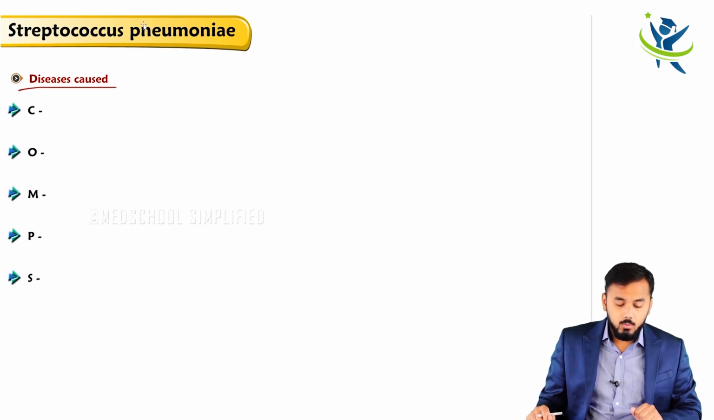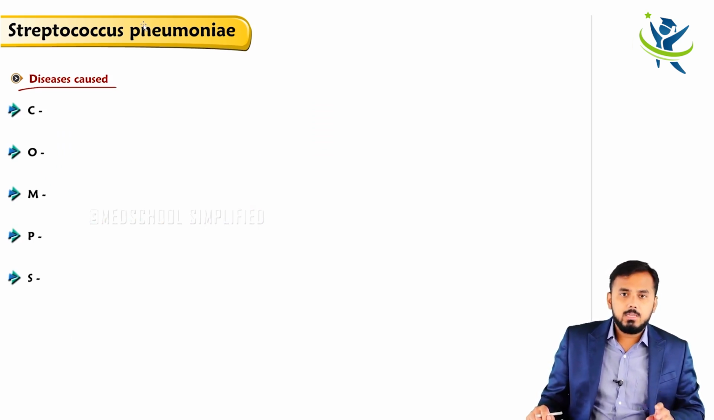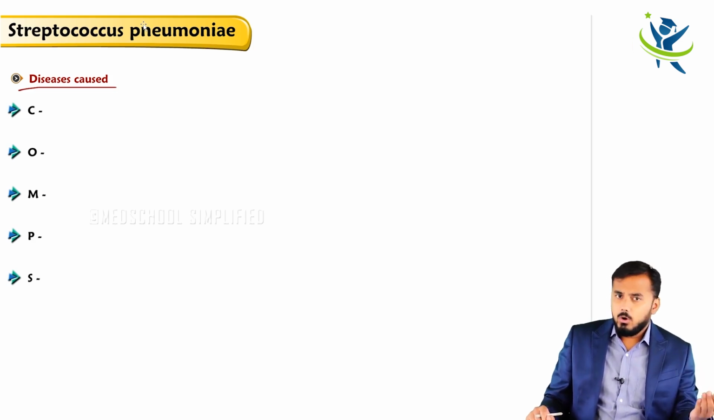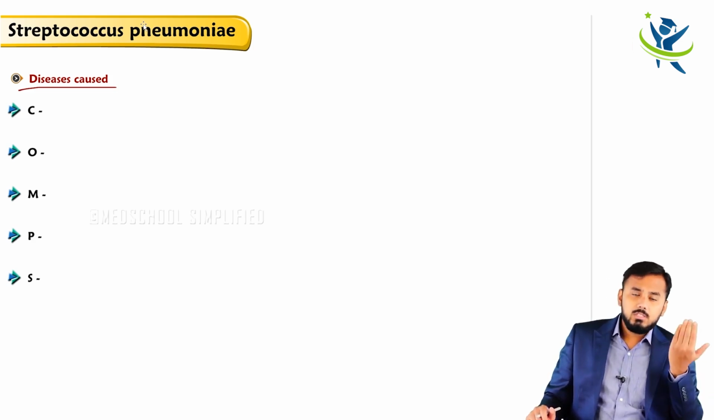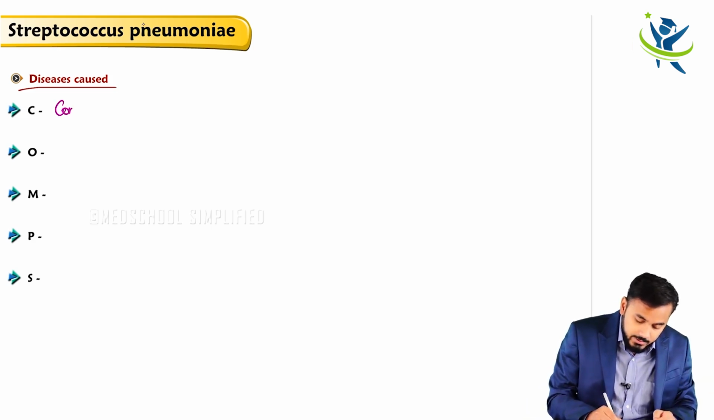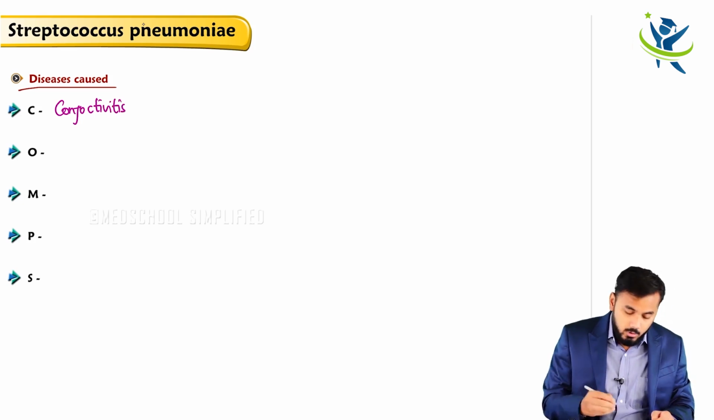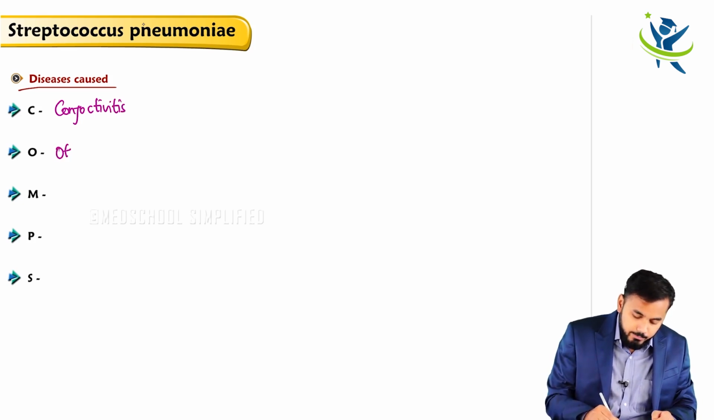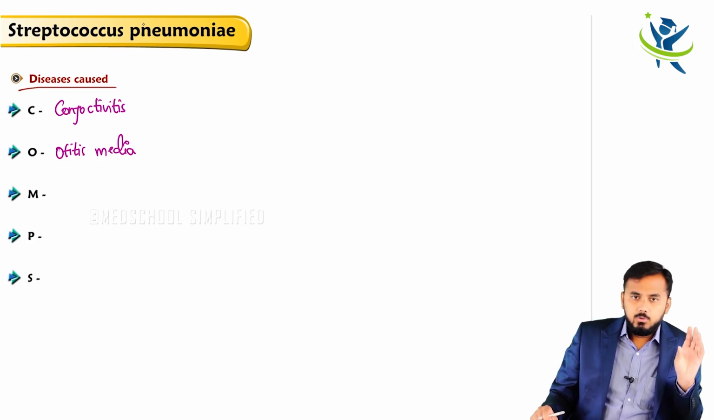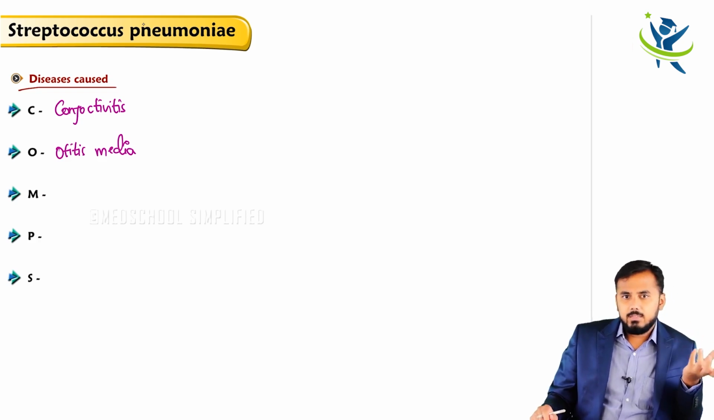Now, what does Streptococcus pneumoniae basically cause? All of you know that Streptococcus pneumoniae causes pneumonia. But not only pneumonia, it also causes a wide variety of diseases. For example, it causes conjunctivitis, right? It causes otitis media. Otitis means ear, media means middle ear. So inflammation of the middle ear is called otitis media.